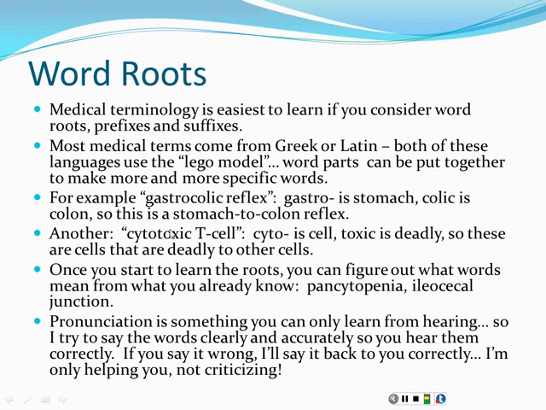Here's another example, cytotoxic T cells. Cyto is cell, toxic is deadly. So what is this cell likely to be? Deadly to cells, right? Cytotoxic T cells. So word roots are a good way to learn anatomy.